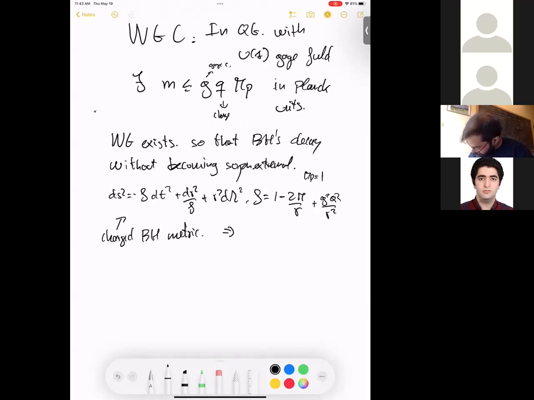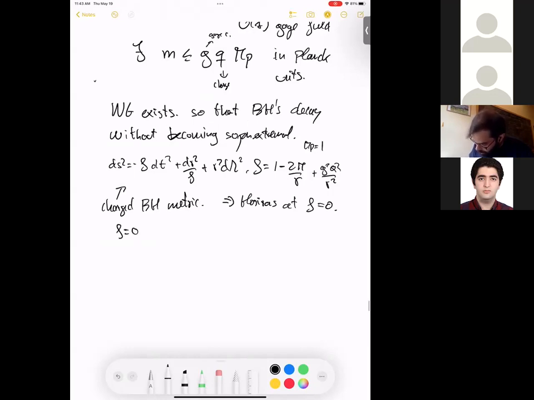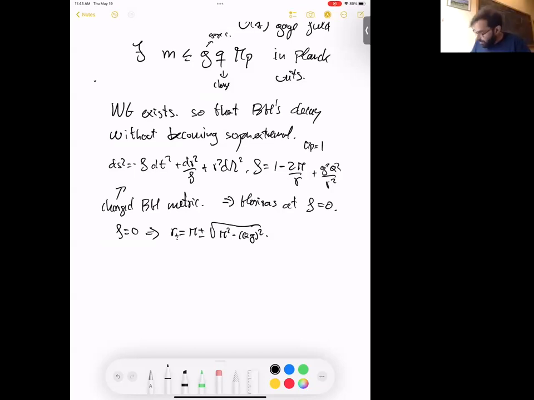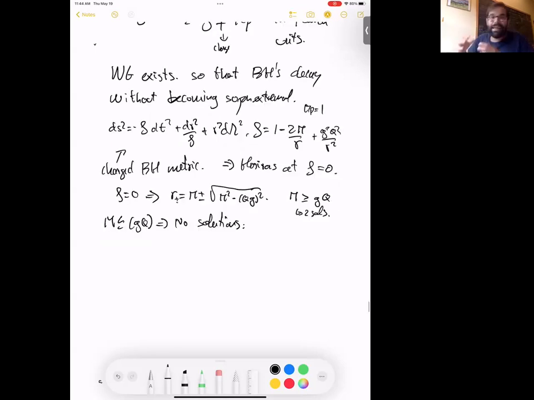We can find the horizons at f equals 0. So f equals 0 is a quadratic equation which has two solutions. You can check they are m plus or minus the square root of m squared minus g squared q squared. These two are the inner black hole horizon and the outer black hole horizon. Whenever m is bigger than gq, there are two solutions. And if m is lower than gq, there are no solutions. What that means is that when m is lower than q, what you're describing is not a black hole at all. It has no horizon. It is what we call a naked singularity.